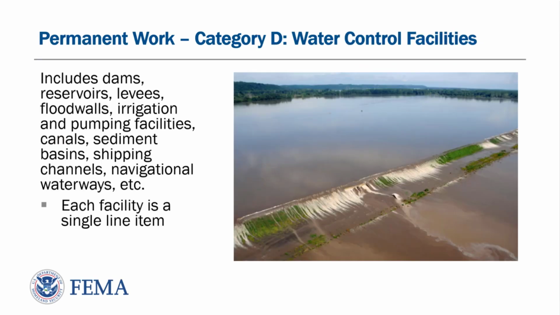Category D, water control facilities, includes but isn't limited to dams, reservoirs, levees, flood walls, irrigation and pumping facilities, canals, sediment basins, shipping channels, and navigational waterways. Each facility should be on its own damage inventory line item.